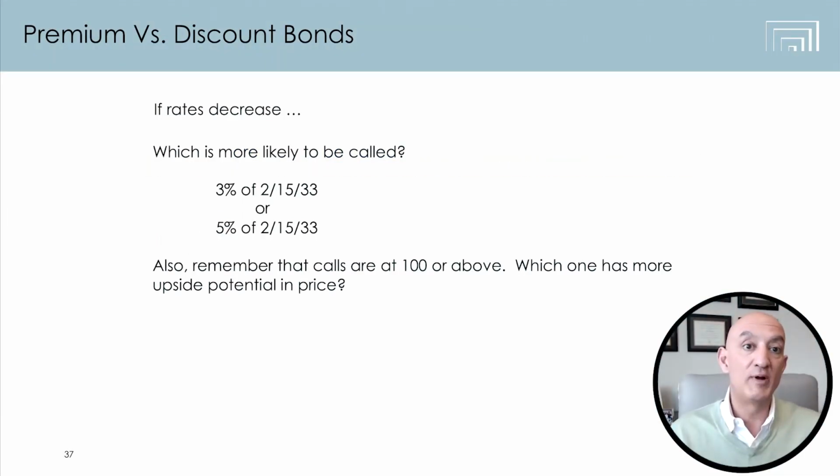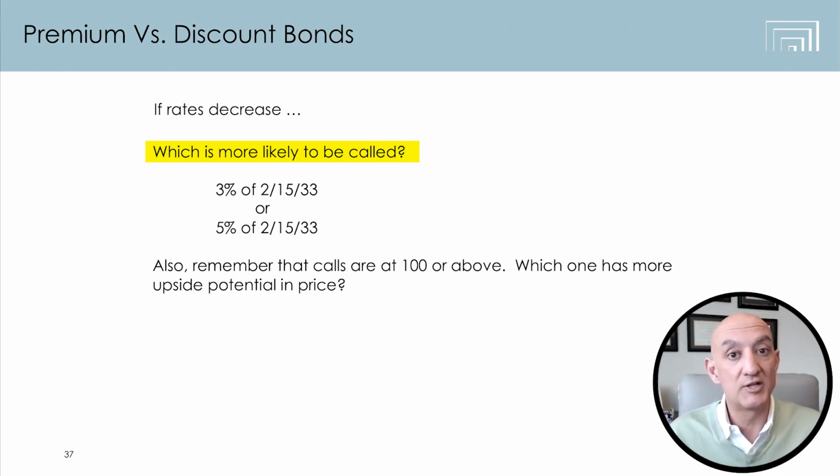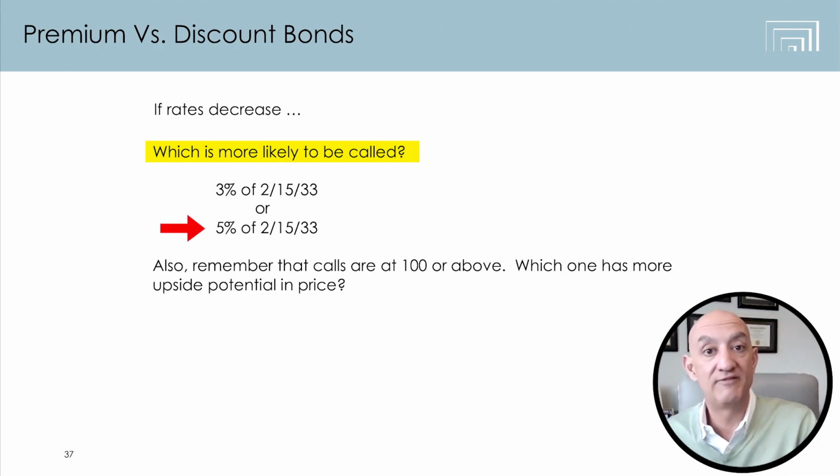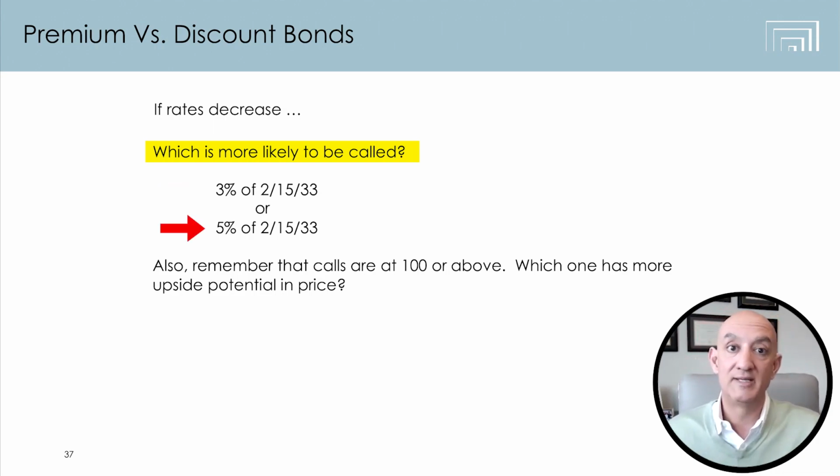But on the other hand, if rates go down, and remember, most bonds are callable, which bond is more likely to be called away? The 3% bond at a discount or the 5% bond at a premium? The answer is the 5%. So the issuer has the ability to stop paying the 5% coupons. They're going to do that, and you're not locking that rate in for a longer period of time.